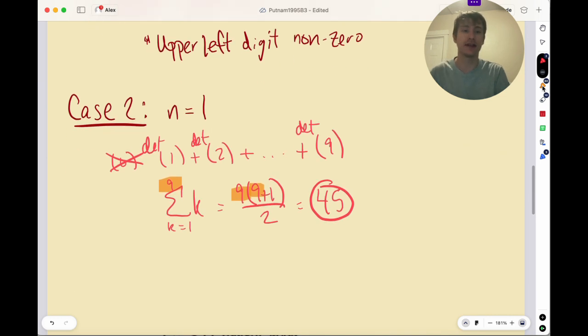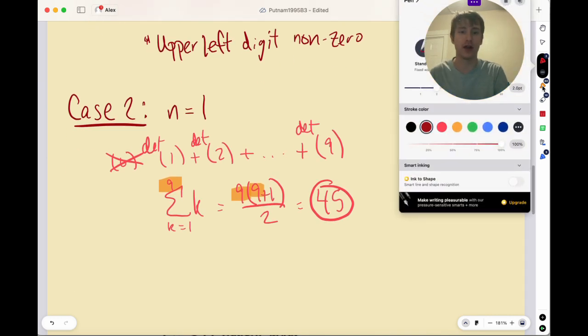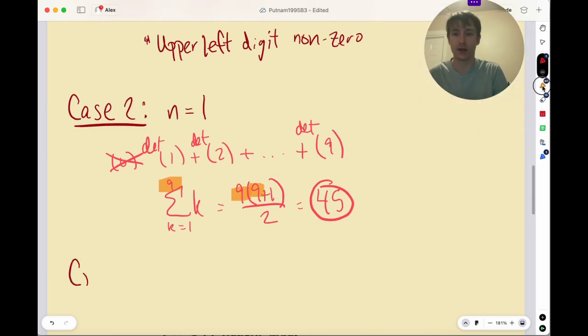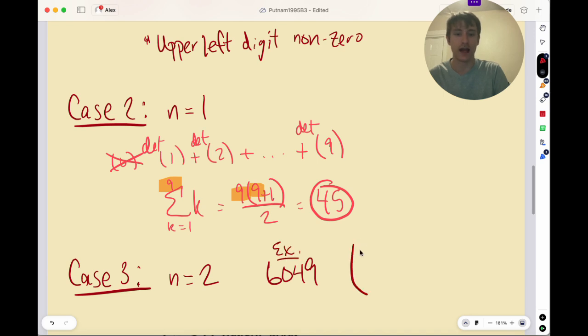And now we just have to consider one more case to finish out this problem, and that is, well, what if n is equal to 2? Well, that's a little tricky, right? Because for instance, if I have the digits 6049, this is, again, just an example. If I have 6049, that's going to be the determinant of this matrix.